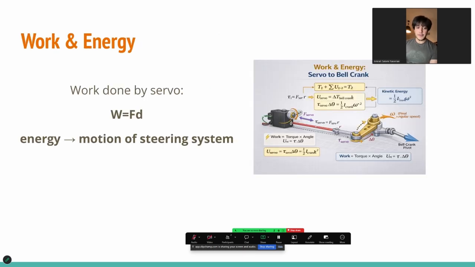For work and energy, the work energy principle helps us understand energy transfer. The equation used is work equals change in kinetic energy. In this system, the servo does work as it rotates, transferring energy through the linkage into the bell crank. The energy is used to rotate the bell crank, move the steering linkage, and overcome resistance forces. If the energy supplied is not enough, the system will not move effectively, which matches our observed performance where the wheels struggle to turn under load.